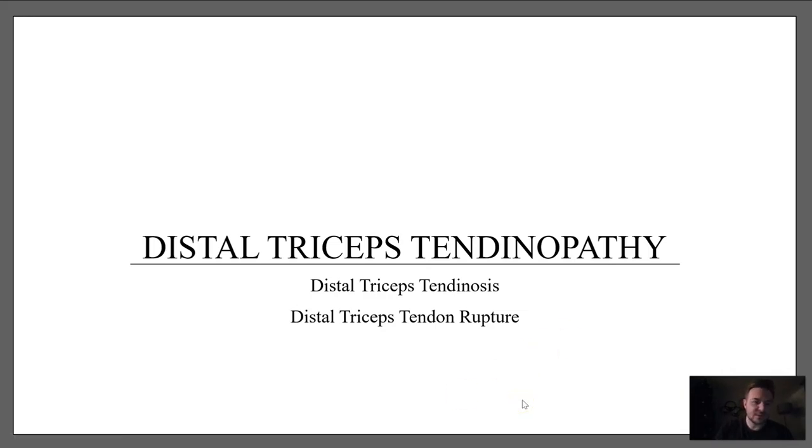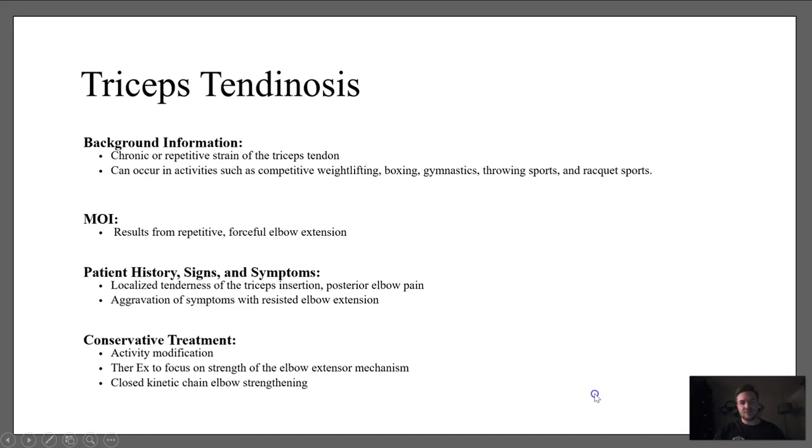All right, very good. The last thing we're going to go over here is distal triceps tendinopathy. Just think of the biceps and then flip to the other side, and you can probably see where this is going. Distal triceps tendinosis has a very similar background to biceps tendinosis. Chronic or repetitive strain of the triceps tendon can occur with things like weightlifting, boxing, gymnastics, throwing sports, anything that involves repetitive elbow extension, especially making impact with something.